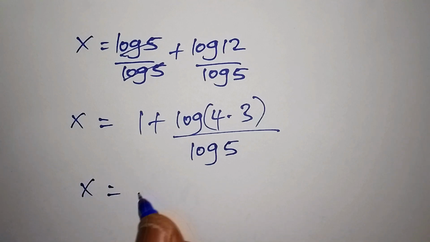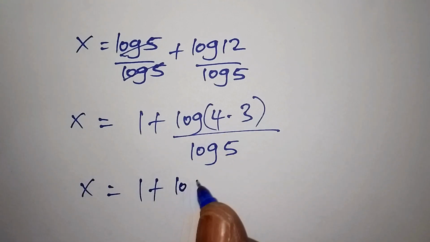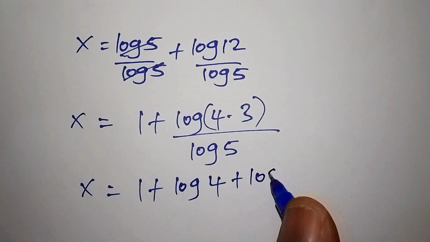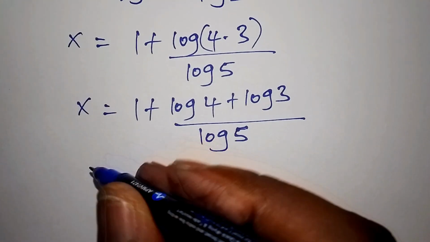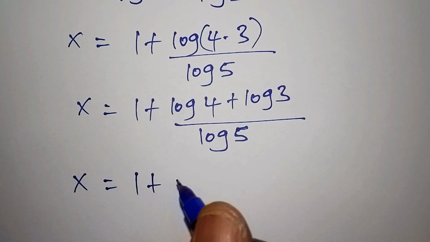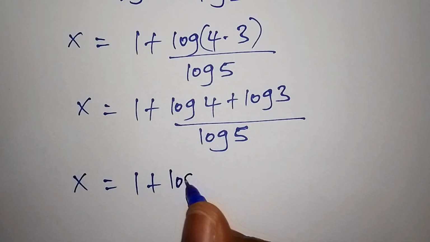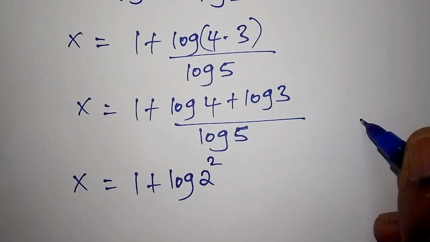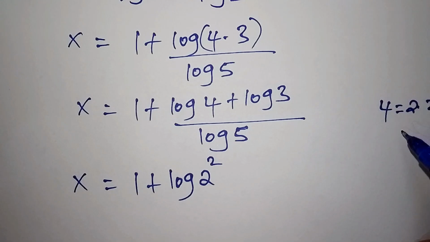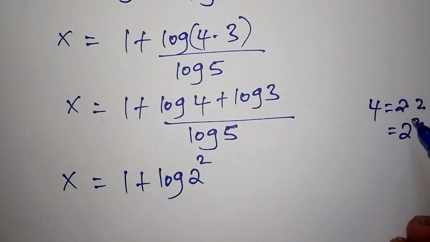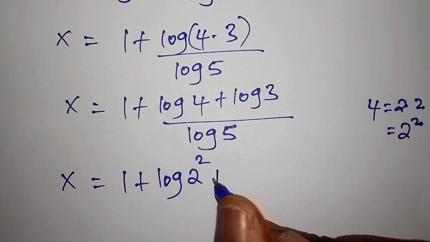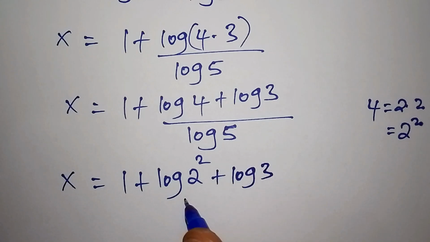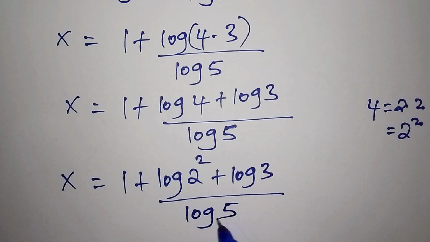Now x is equals to 1 plus the log of 4 plus the log of 3, and don't forget that it is all over the log of 5. The next part: the value for x is equals to 1 plus the log of 4, which can be written as the log of 2 to the power of 2, meaning that 4 is equals to 2 multiplied by 2. So we now have 1 plus the log of 2 to the power of 2, plus the log of 3, all of this all over the log of 5.